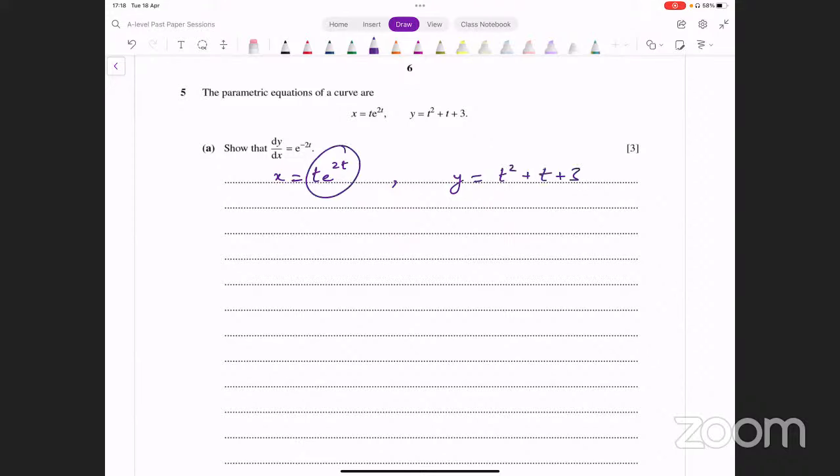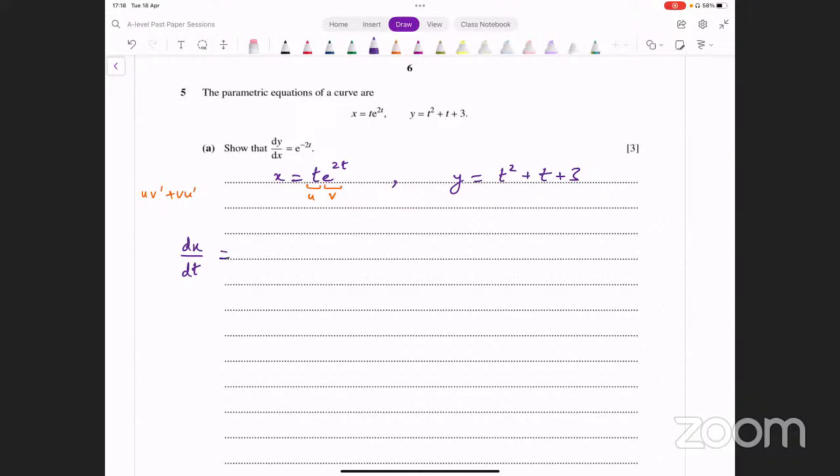Now you see it's a product. Look at the variable: t is the variable inside the parametric equations, here as well as here. t is not a constant. Don't assume it to be a constant. t is a variable. So for t into e^(2t), when you find dx/dt you will have to apply the product rule. The first term you can take as u, so you can say this is u and this is v. What would dx/dt be in this case? Remember what the product rule is. It becomes uv' plus vu'.